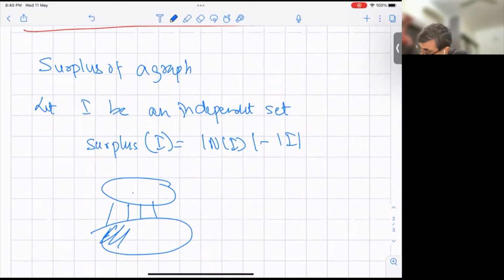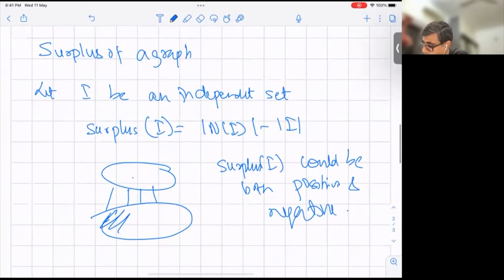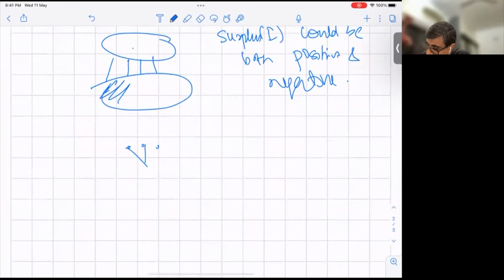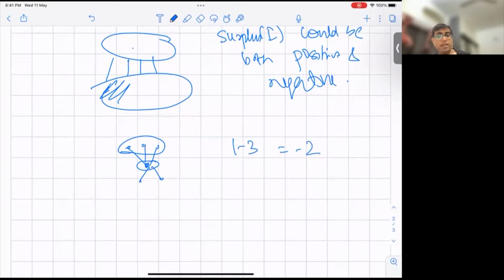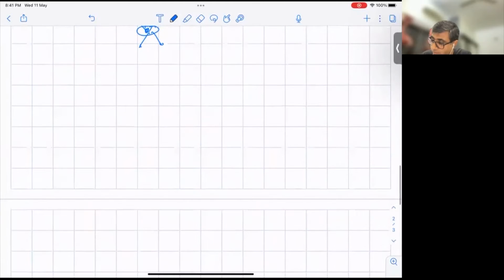Notice that the surplus of I could be both positive and negative. For example, if I look at this independent set and ask for its surplus, it is 1 minus 3, which is minus 2. So surplus could be negative. Basically, the surplus of an independent set is the size of its neighborhood minus the cardinality of the independent set itself.